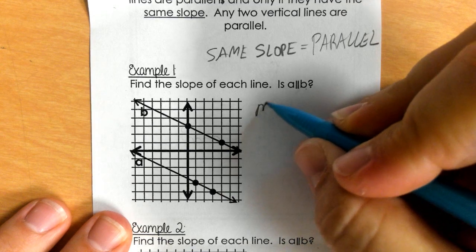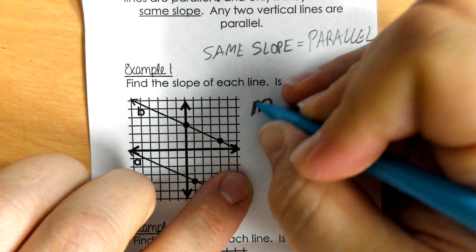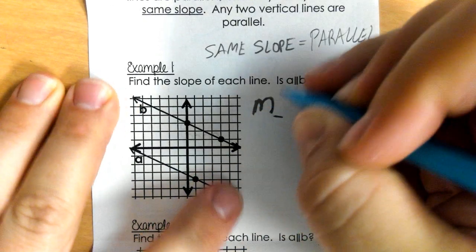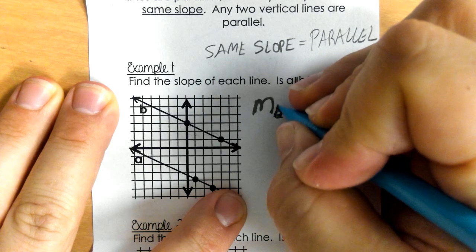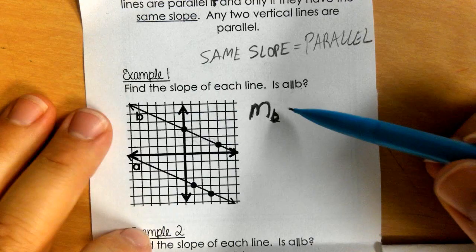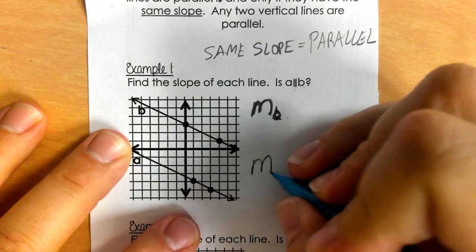Let's see. I'm writing m for slope. Now I'm going to use a subscript. That means the little letter down here, it's tiny, it's sunk in a little bit. What I'm saying is the slope of line B, the slope of line A.